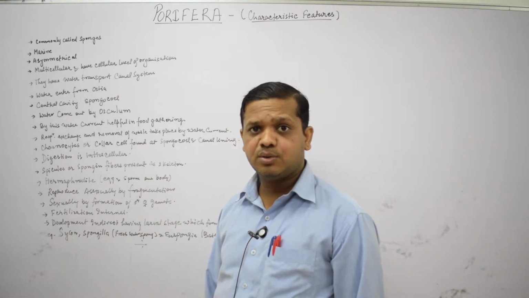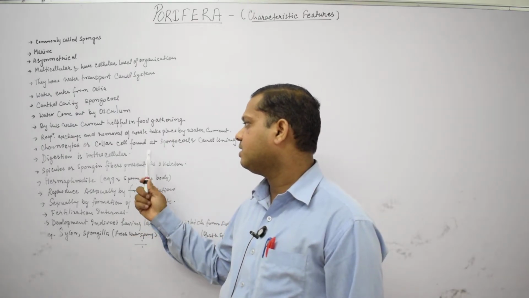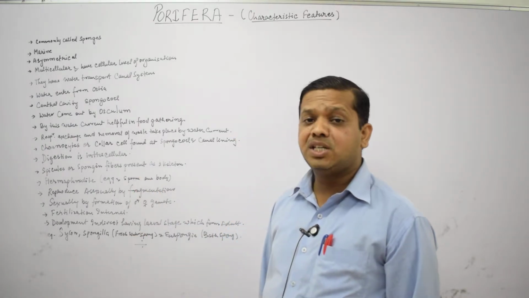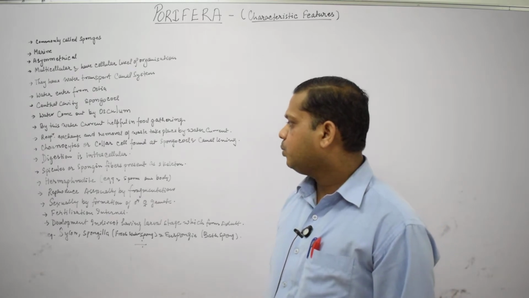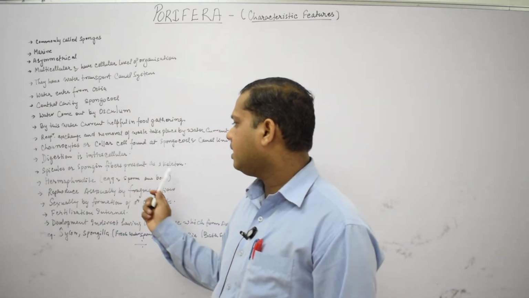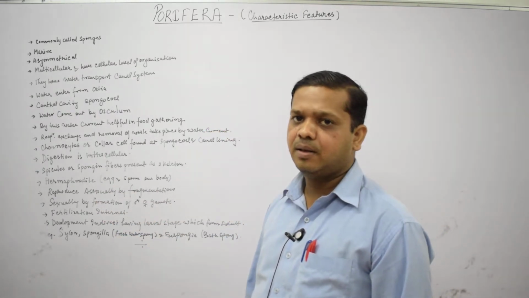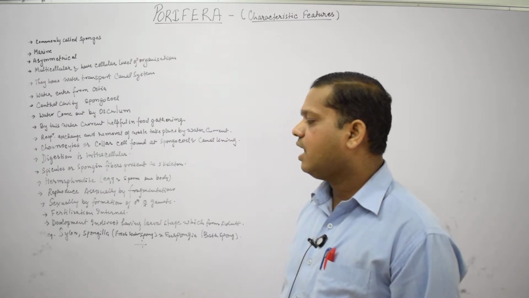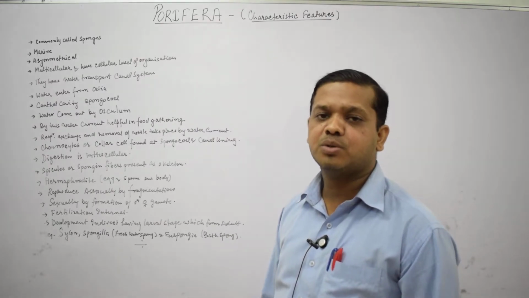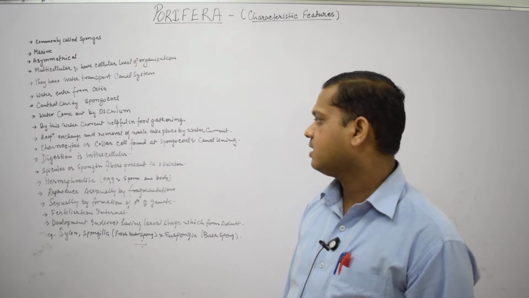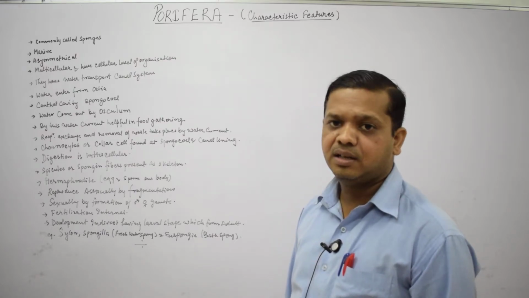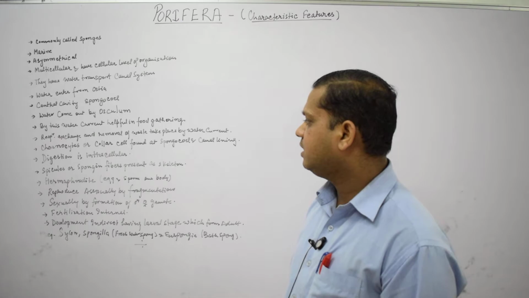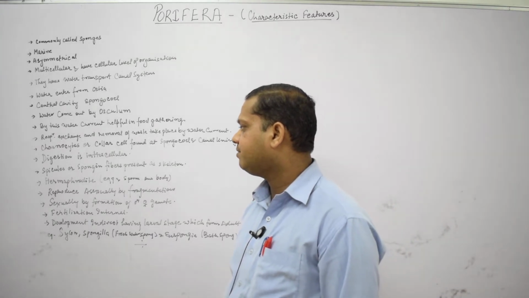Digestion is intracellular. So, intracellular digestion takes place in the animal, and spicules or spongin fibers are present in the skeleton. Spongin fibers and spicules together make a system which is like a skeleton system. They provide the particular shape of the body.